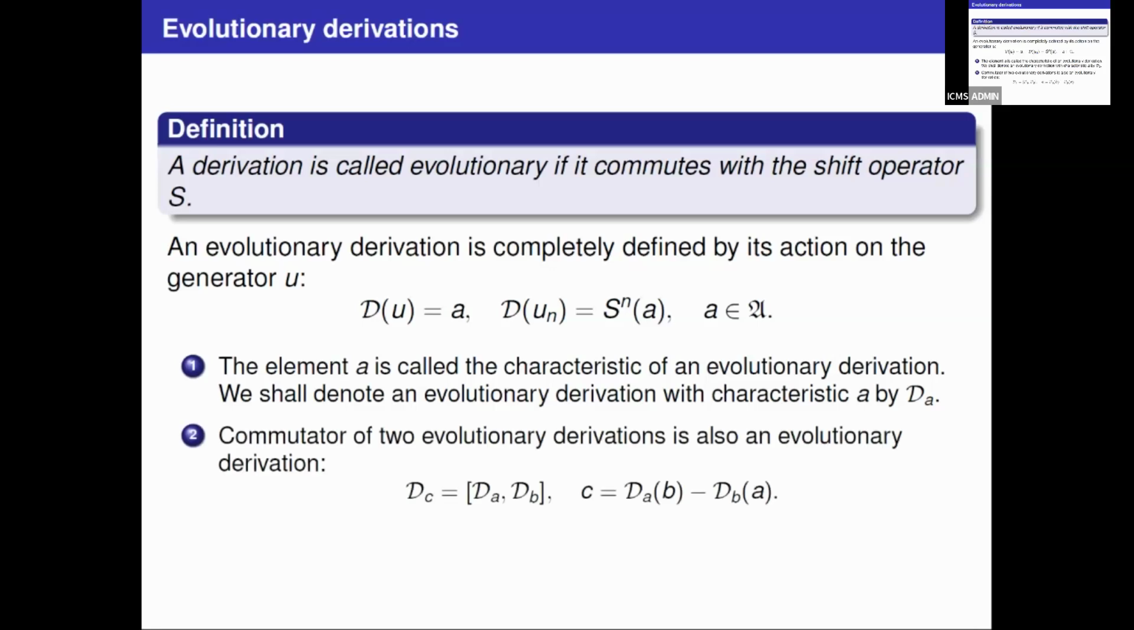A linear combination of evolutionary derivations is again an evolutionary derivation. The commutator of evolutionary derivations is an evolutionary derivation again. In fact, all derivations form a Lie algebra, but evolutionary derivations form a subalgebra.